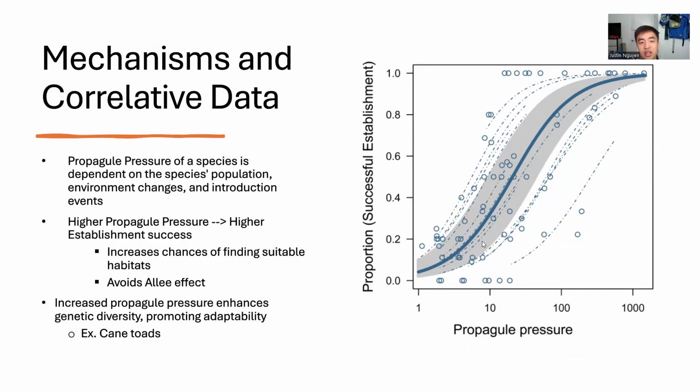Take the example of the cane toads in Australia. They were intentionally introduced in large numbers in frequent events, leading to a large, genetically diverse population because it was able to adapt to the rapidly changing environment of Australia, solidifying their invasive success.